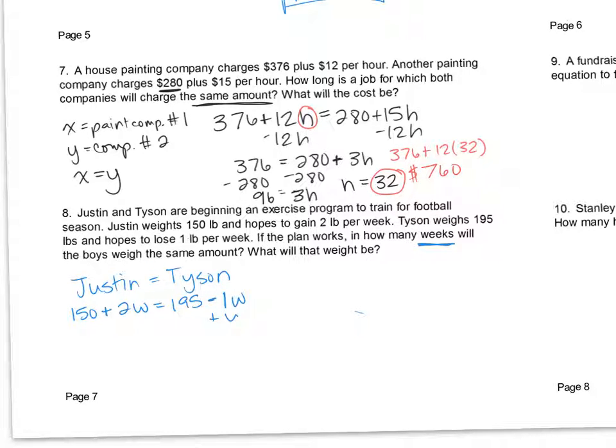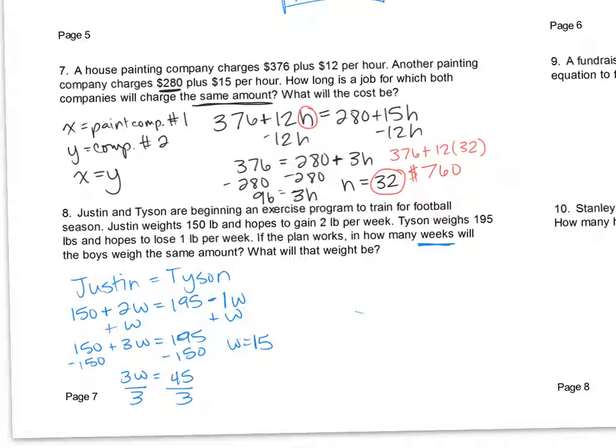And now we just have to solve. So let's plus W, because remember you don't have to put that 1 there. So 150 plus 3W equals 195. So if we subtract 150, we end up with 3W equals 45. So after we divide by 3, sorry, I'm not showing my work there. Divide by 3, would take them 15 weeks to weigh the same amount.